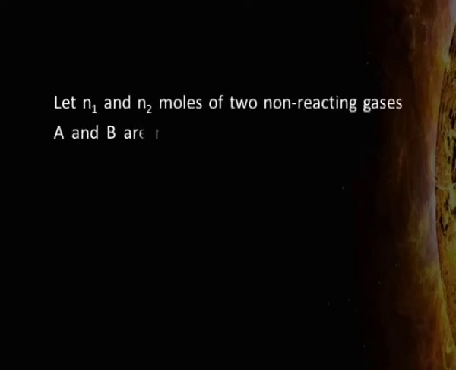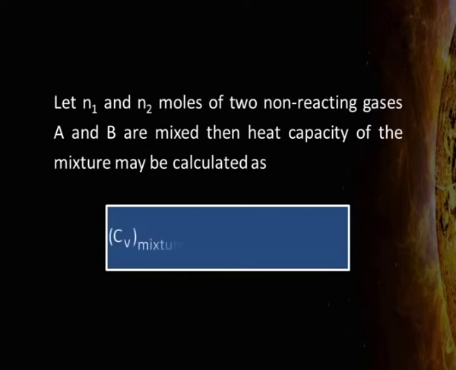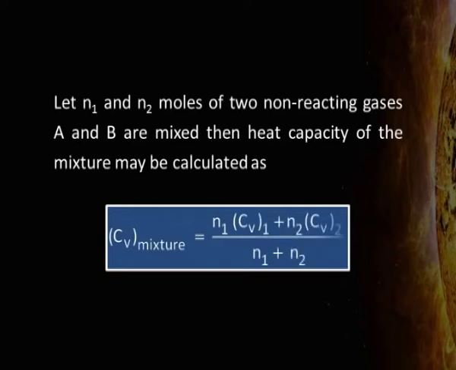If there is a mixture of the gases, we can calculate the molar specific heat of the mixture. Let N1 and N2 moles of two non-reacting gases A and B be mixed, then the heat capacity of the mixture may be calculated as Cv, that is heat capacity of the mixture, will be equal to N1 Cv1 plus N2 Cv2 divided by N1 plus N2.